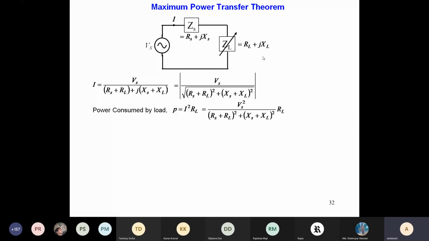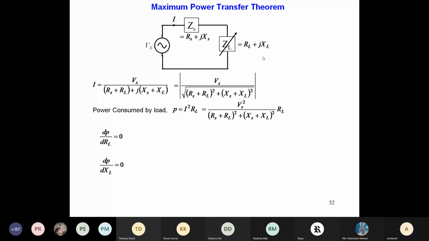So you will find out the derivative of the power with respect to RL. Similarly, you can also find out the derivative of the power with respect to XL. Since there are two variables, shouldn't we do partial derivatives here? Yes, it is a partial derivative only. When you are doing it with respect to RL, XL is constant.